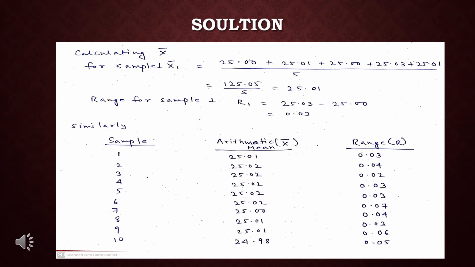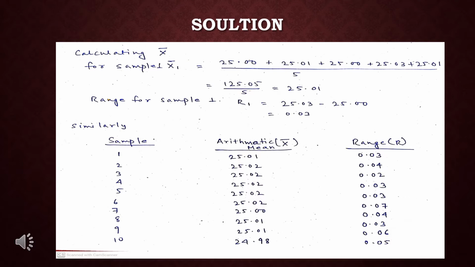So how do we find the mean? For sample number 1, we add up all the sample values given to us for sample 1, divided by the number of repetitions. Here the number of repetitions is 5. Adding up all the values, we get 125.05, and dividing by the number of repetitions, we get the mean of sample 1 at 25.01.